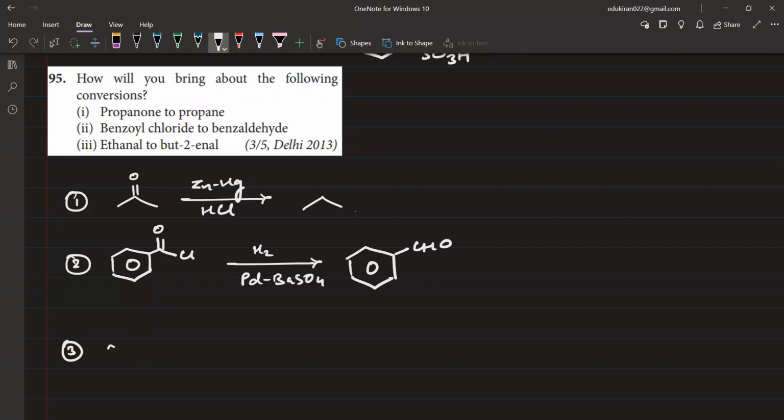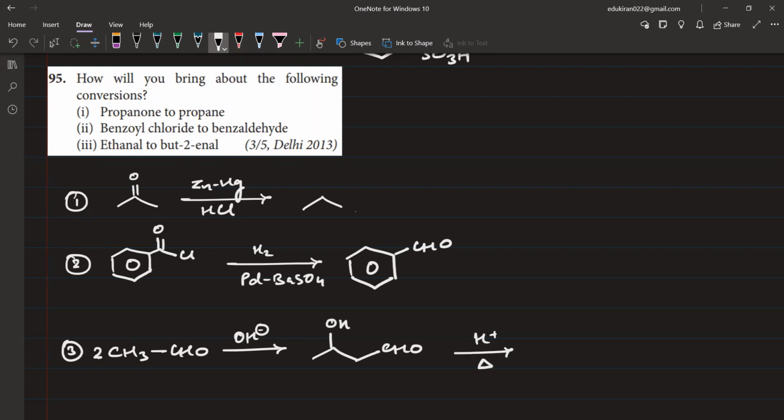Third is ethanol, so you have CH3CHO. Now two molecules of CH3CHO are going to undergo self condensation in the presence of OH negative. First of all, they are going to give you CH3CH(OH)CH2CHO. This is going to lose OH, and then on further addition of H plus and heat, you are going to get but-2-enal.